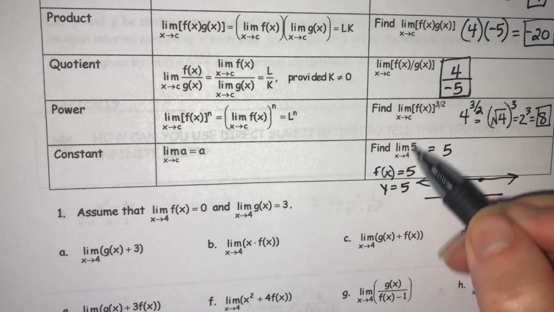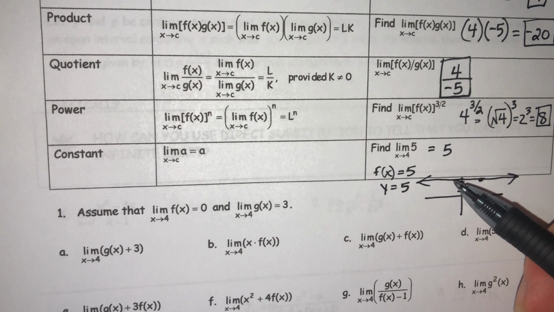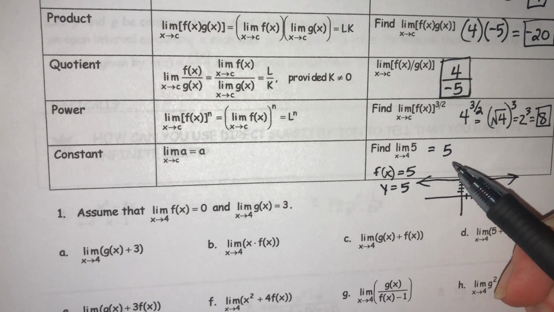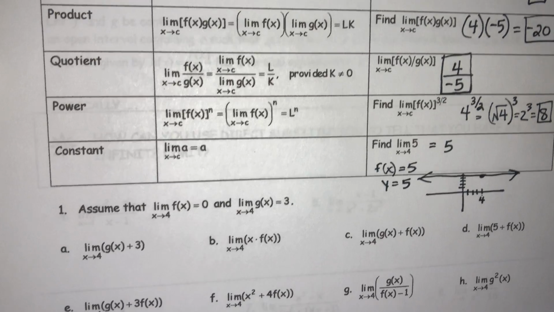So when you just have the number after the limit, you're basically looking at a function where y is equal to that number, and it's just a horizontal line, and it's always that number. It doesn't matter what x goes towards. So that's a pretty basic one.